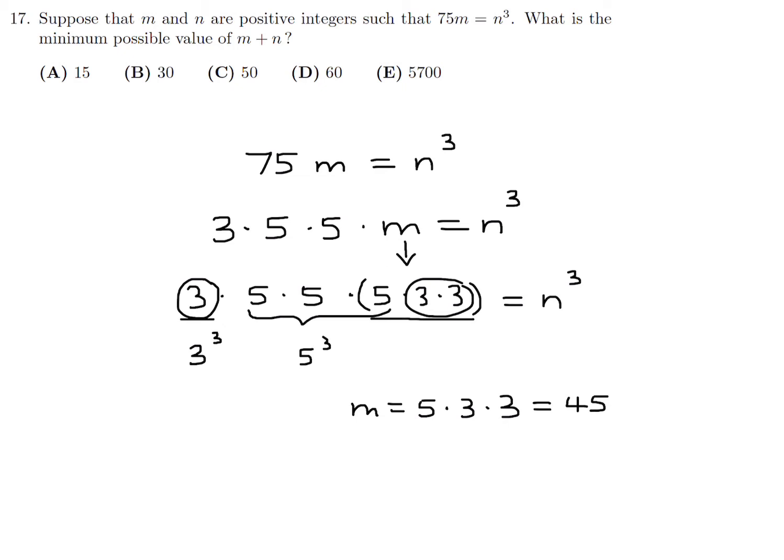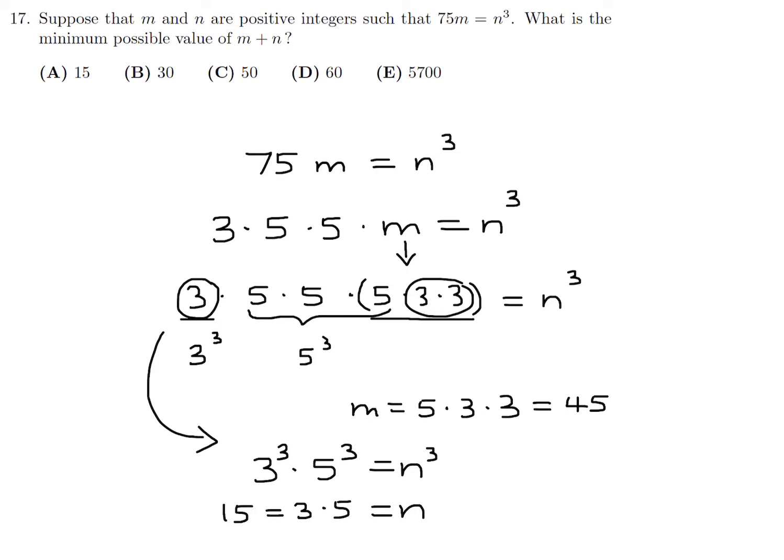All right? So if we put 45 in there, this now becomes 3 to the power of 3 times 5 to the power of 3, which is n to the power of 3. So that means n is equal to 3 times 5, which is 15. So they want m plus n. m is 45, n is 15, and that equals 60. So number 17, the answer is D.